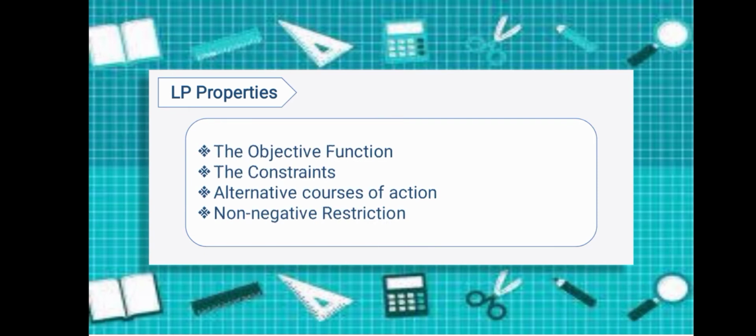So, all LP problems have requirements in solving. First, all problems seek to maximize or minimize some quantity, or what we call the objective function. Second is the presence of restrictions or constraints that limit the degree to which we can pursue our objective. Third, there must be alternative courses of action to choose from. And lastly is the non-negative restriction. That is the linear programming properties.